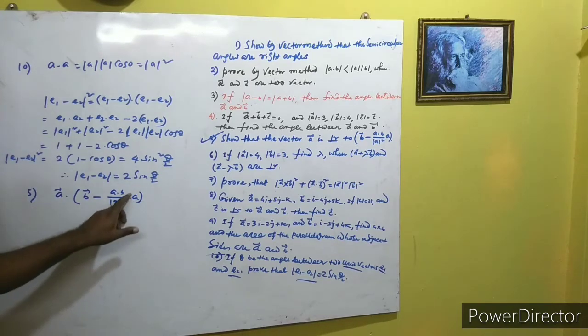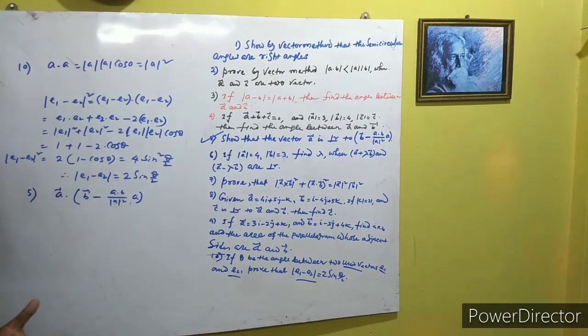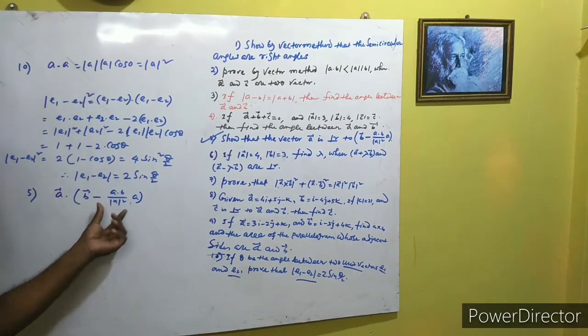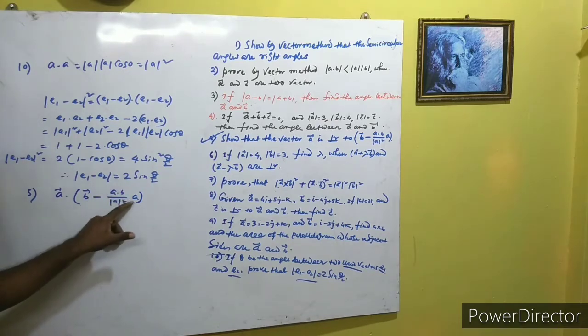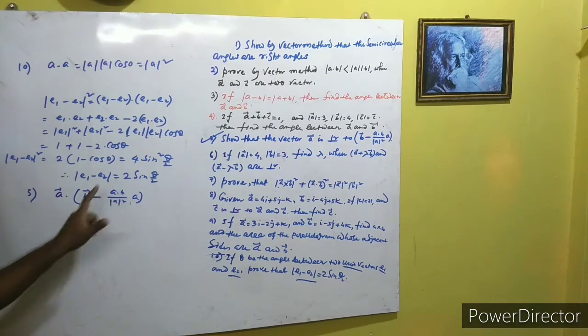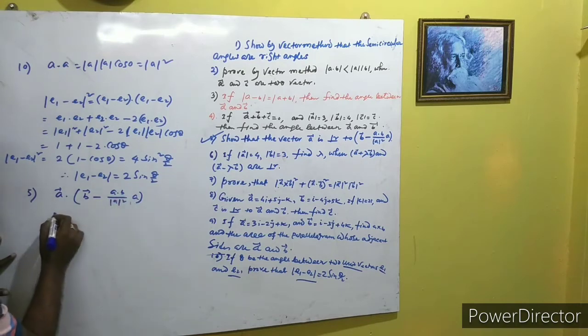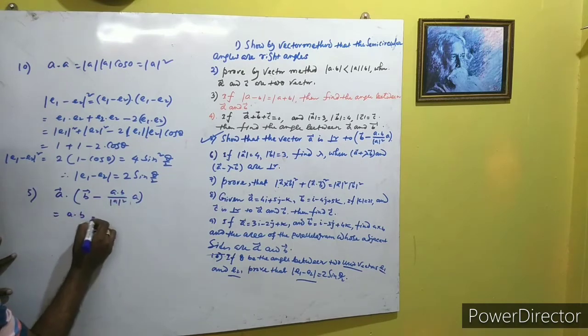Clearly see that A dot B is a scalar and mod A square is also scalar. So this whole thing is a square. So this is a vector. This is our vector. This is only a scalar quantity.